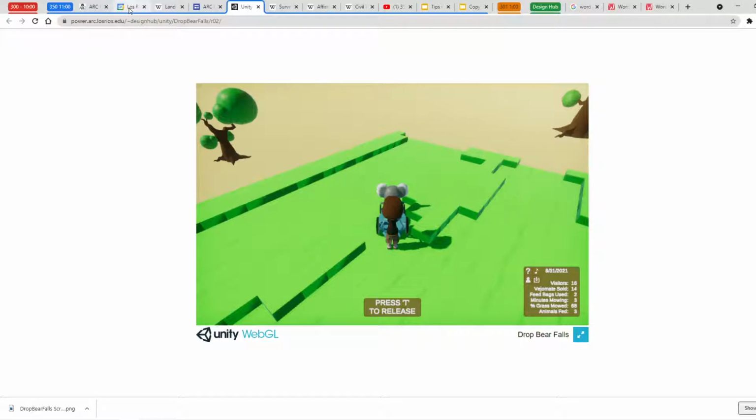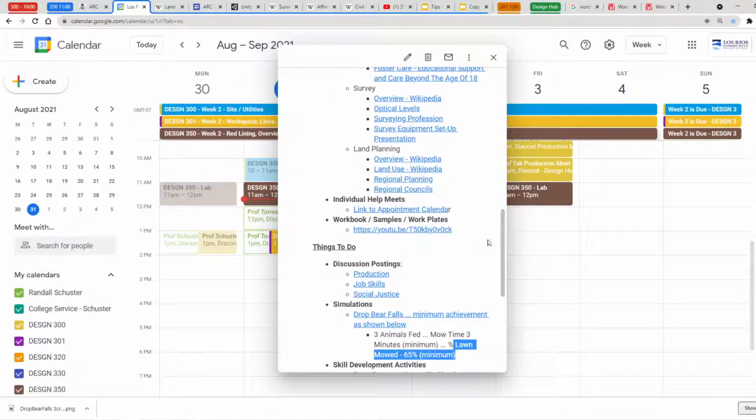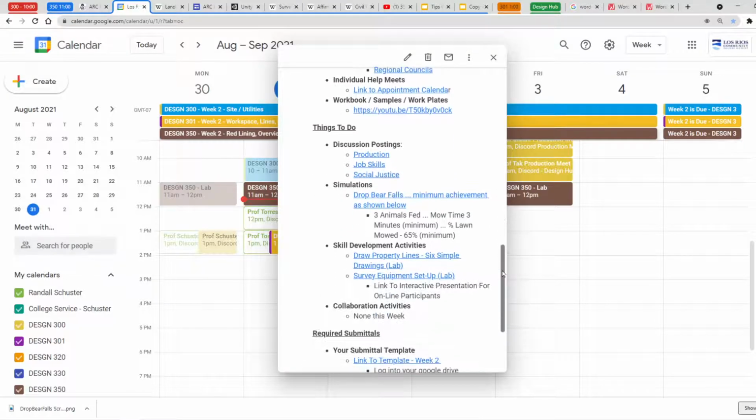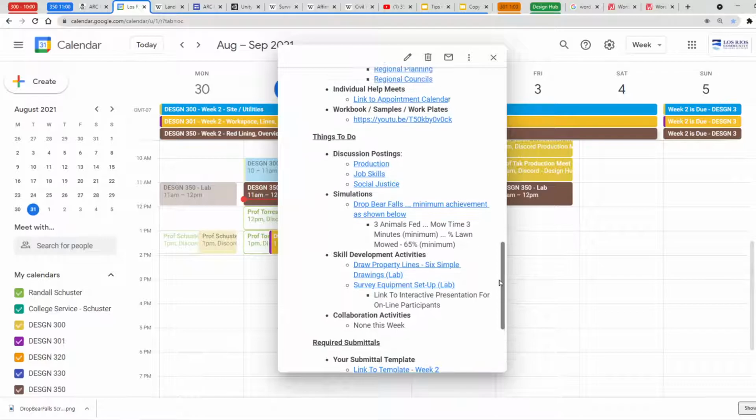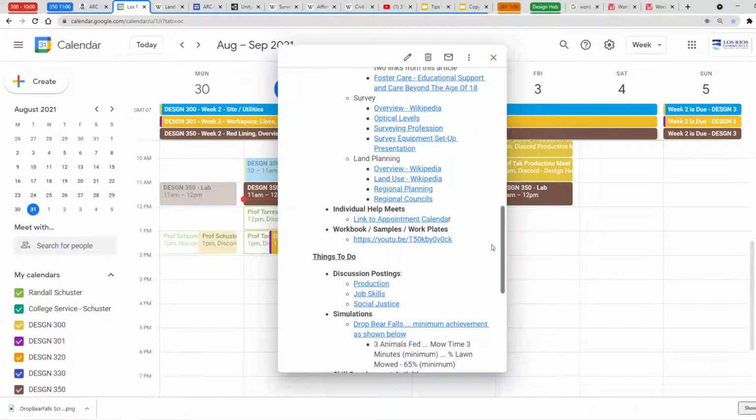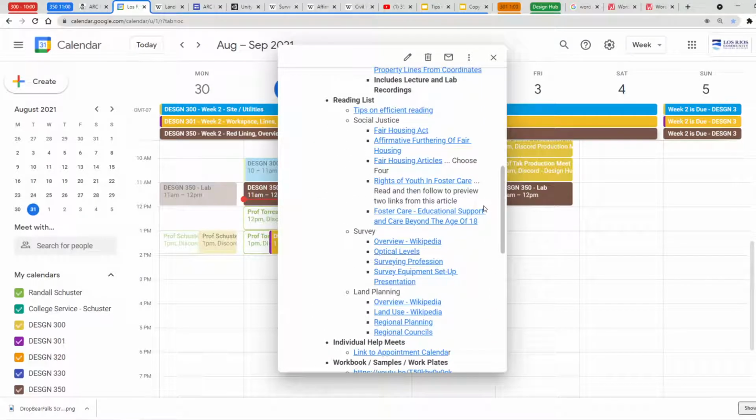Any questions on that? There we go. Those are the things that I wanted to go over. Do you have any questions? That's sort of your how to do and what to do and everything. If you don't have any questions, we'll start talking a little bit more about survey and land planning.